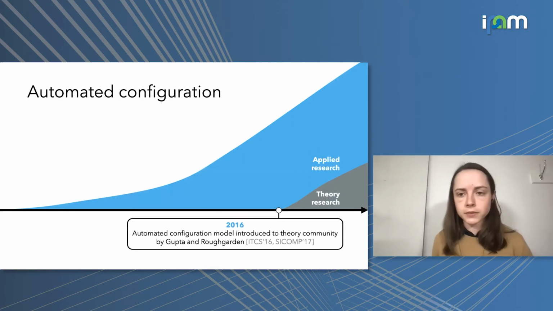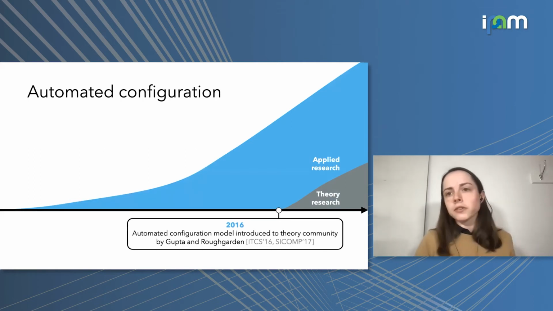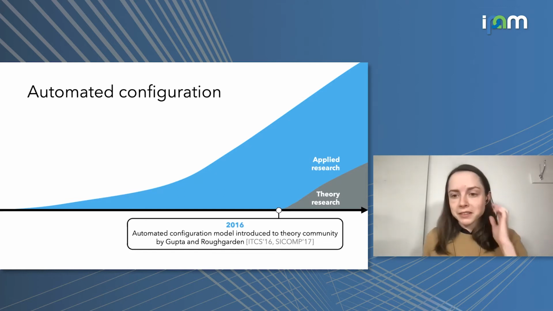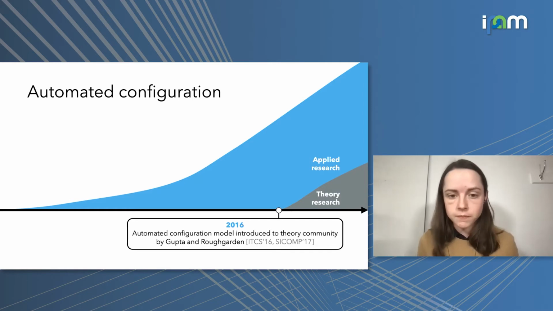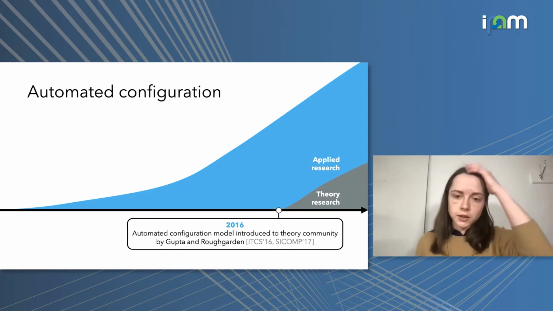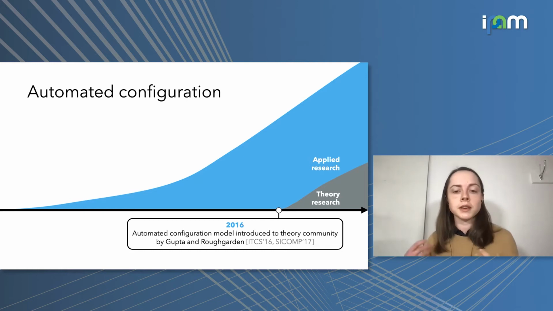And just to give a little bit of history, this type of data-driven algorithm design or automated algorithm configuration has been studied pretty extensively over the past couple of decades, mostly from an applied perspective. There's surprisingly little known from a theoretical perspective on this topic. But this started to change about 5 years ago, and we've seen a surge of interest in this topic from a theoretical perspective as well. This is due in part to a 2016 paper by Gupta and Roughgarden, where they introduced this very natural learning theoretic model of algorithm configuration, which we're going to adopt in this talk.